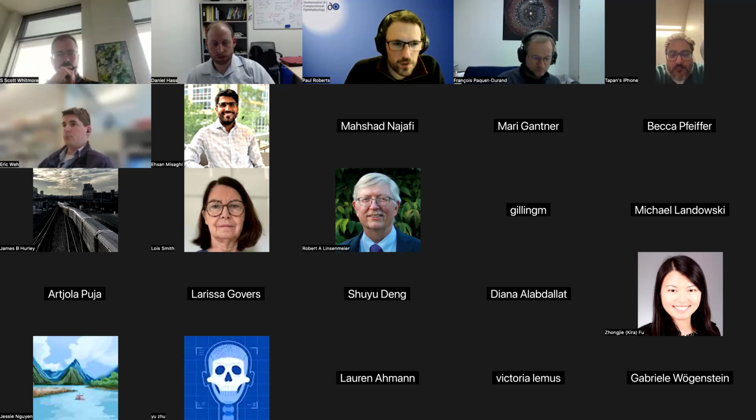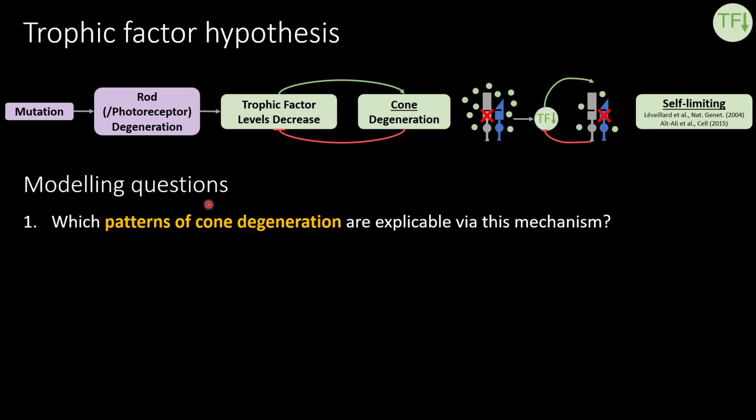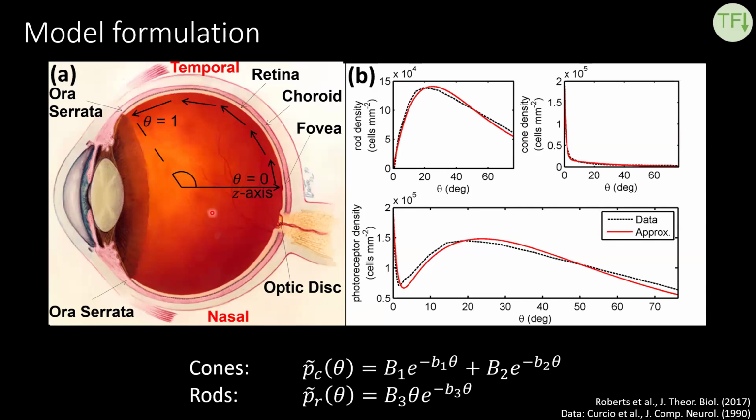To keep the presentation to time, I'm just going to look at one modelling question here, which is which patterns of cone degeneration are explicable via this mechanism under the simplest of assumptions. Note that I'm only talking about cone degeneration now, since this mechanism by itself explains the loss of cones, not rods and cones. So I'm returning again to a 1D model, between the fovea and the ora serrata, and again I'm incorporating rod and cone distributions as before.